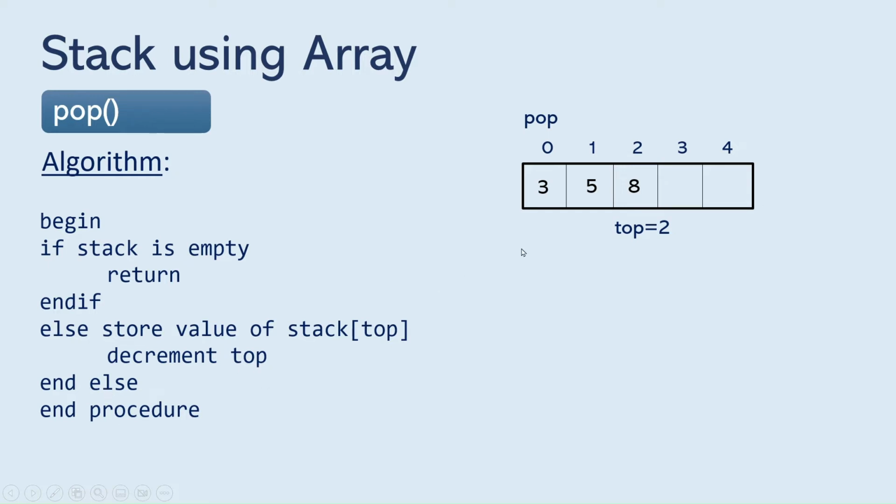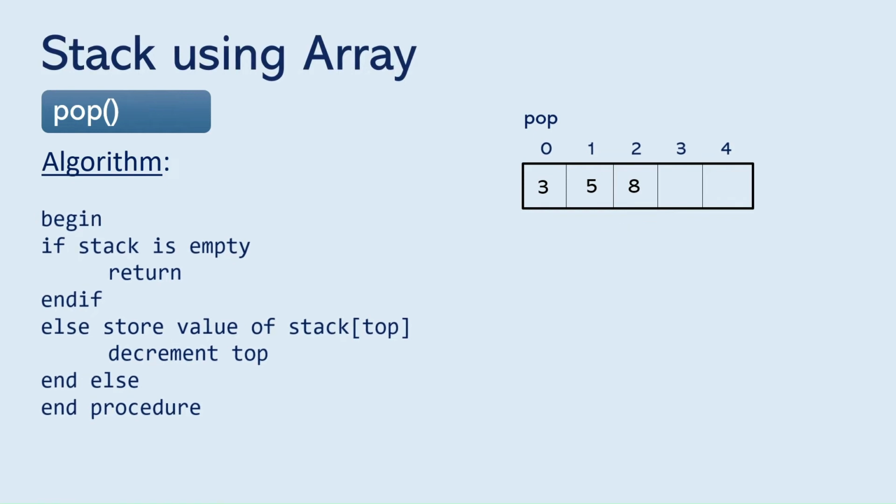Now let's see. The element which was inserted last in the stack is 8. Now the top is decremented from 2 to 1, right? Now the top will become 1 and the element which is at stack of top, which is stack of 2, the third element, is removed from the stack, which is 8. So that's how it works. Hope you understood the pop function.